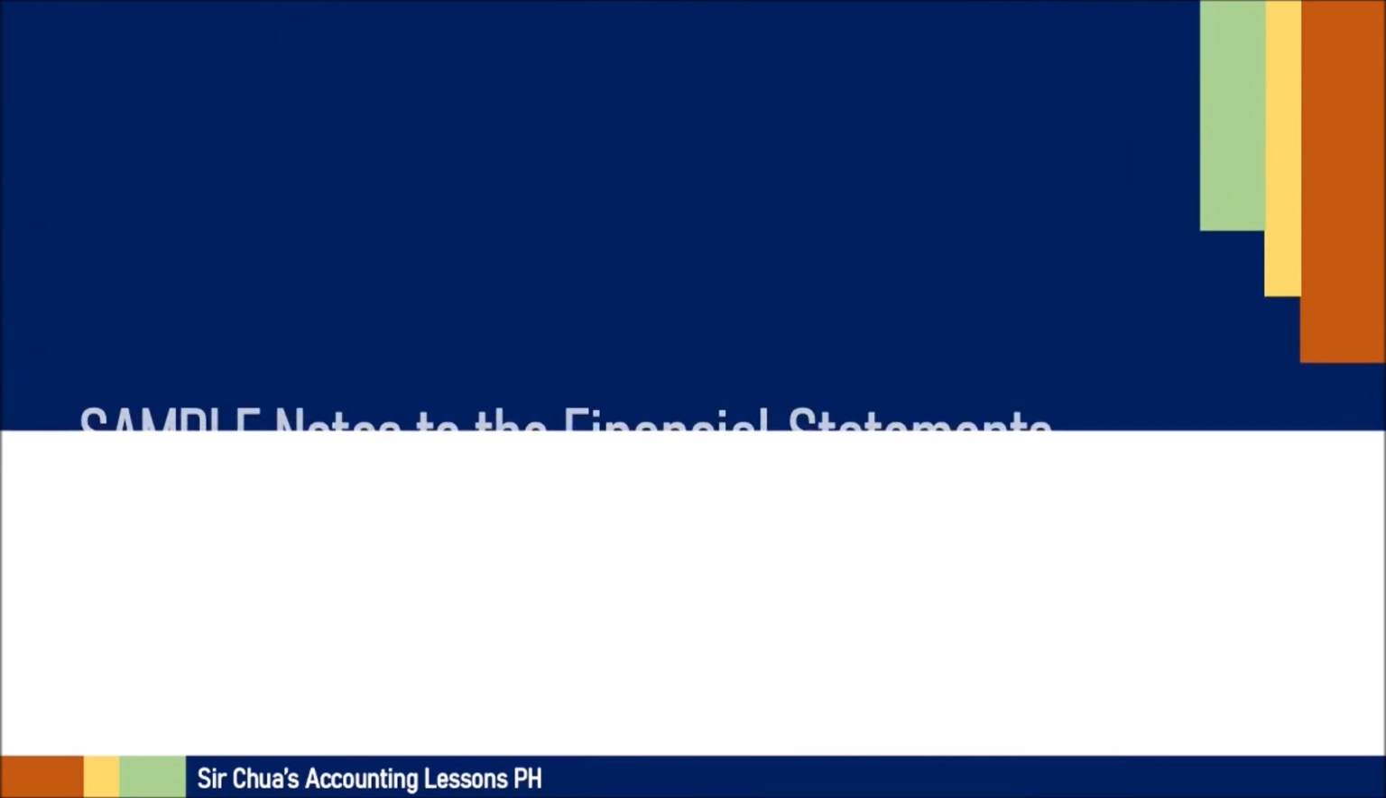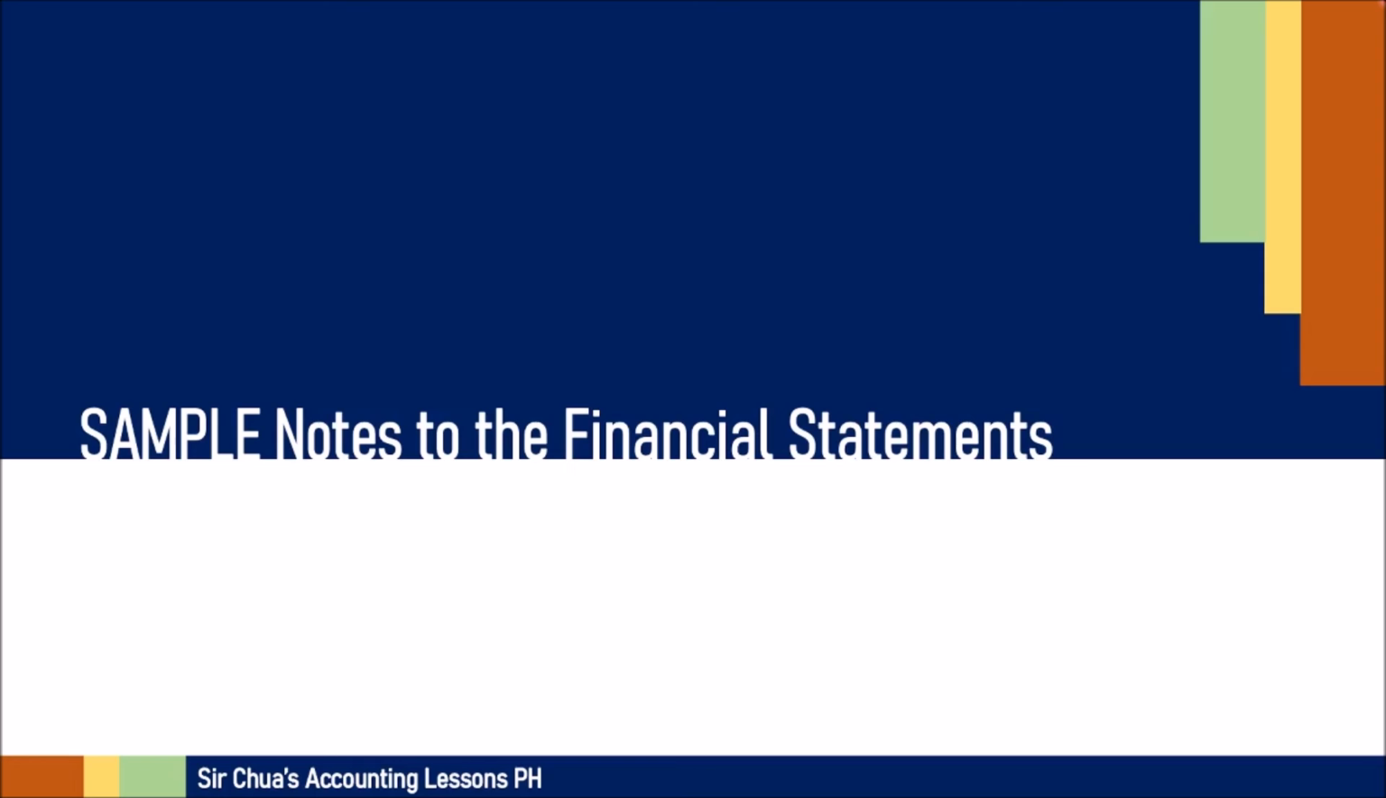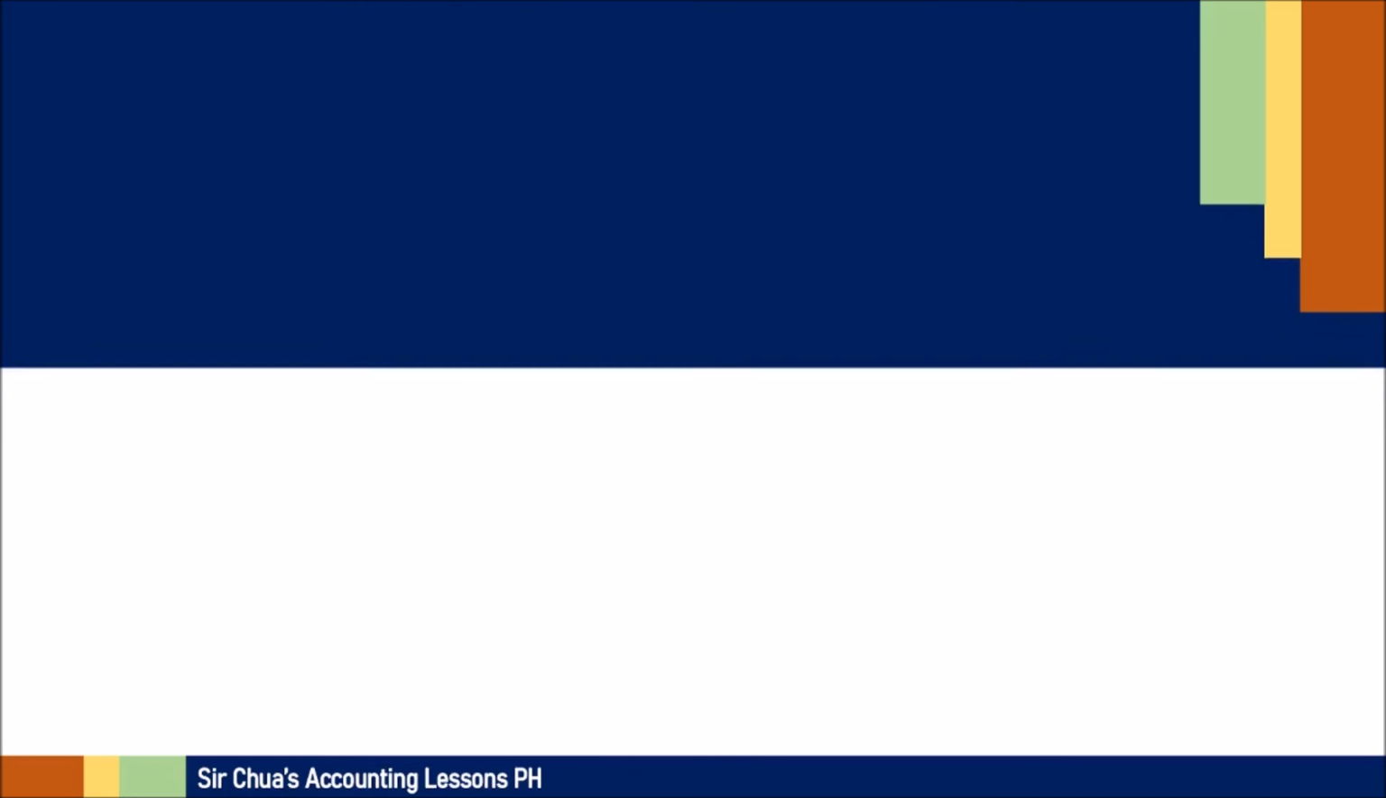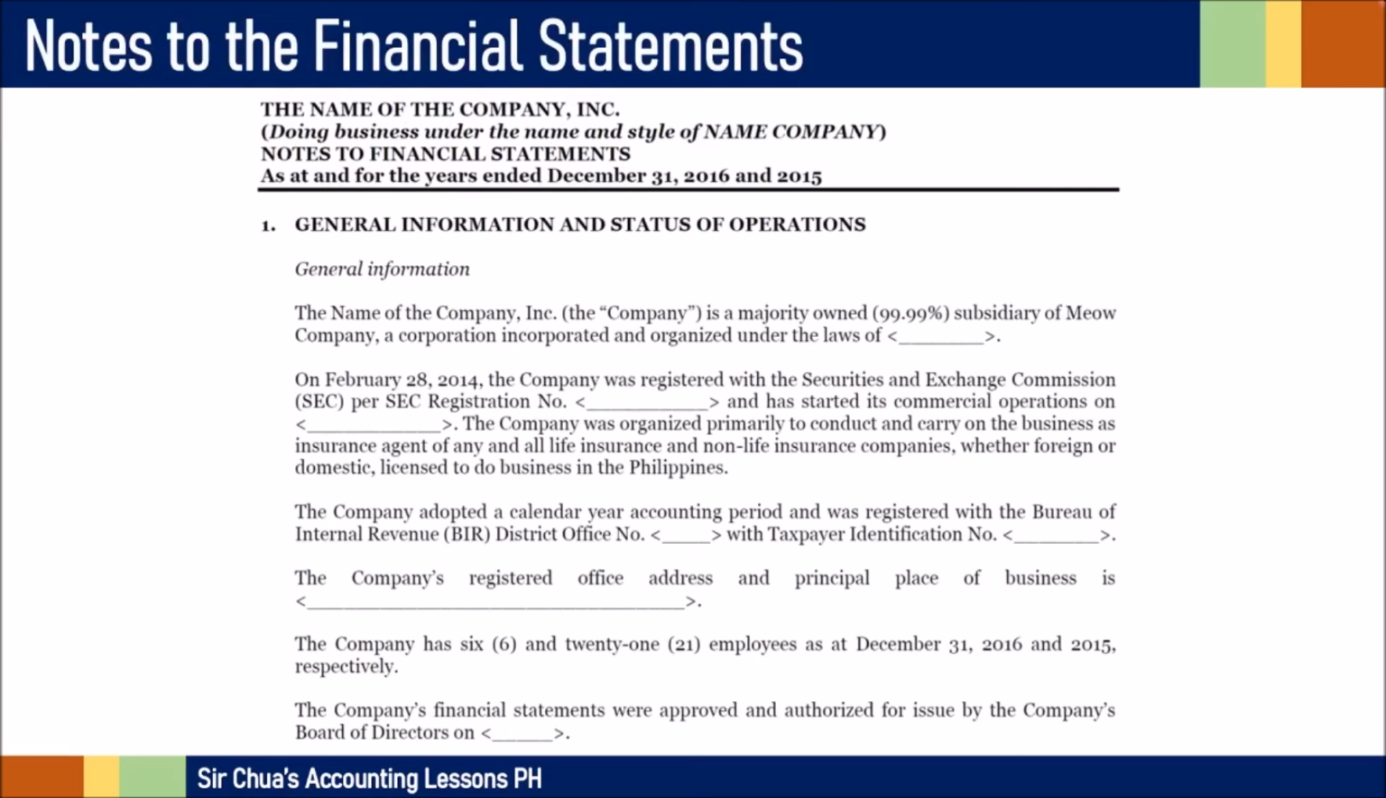Now allow me to show you some examples of the notes to financial statements. This is not a very comprehensive example, but I just want you to have a glance at how it really looks in actual practice. Okay, so one thing that the standards tell us in IAS 1 is that we should give general information, the status of operations of your company. So basically, you tell the name of the company, and whether it is a subsidiary or majority-owned subsidiary, and whether it is registered elsewhere, or what its registration number in SEC is, and then what its line of business is.